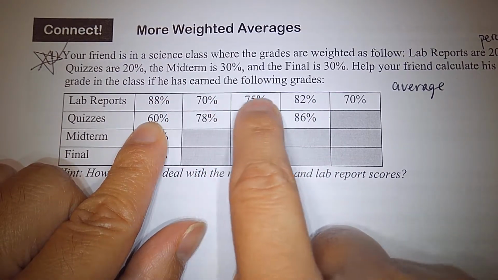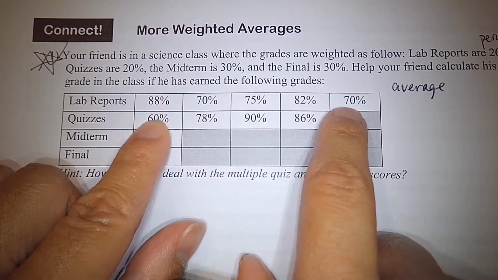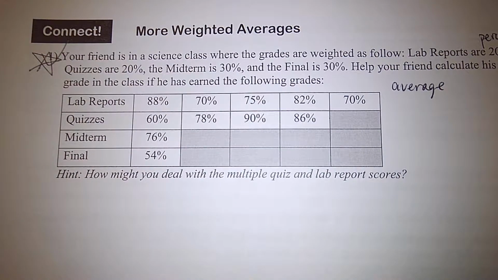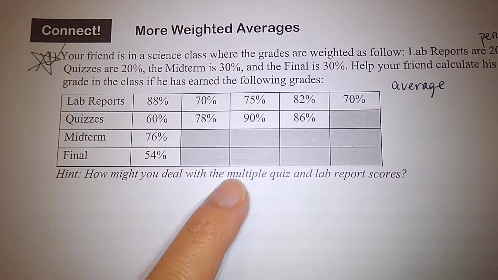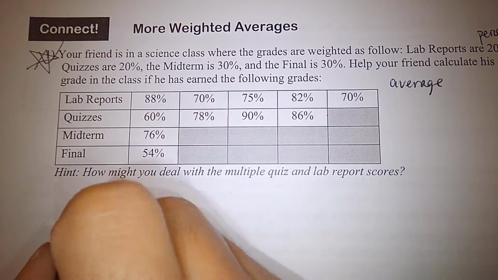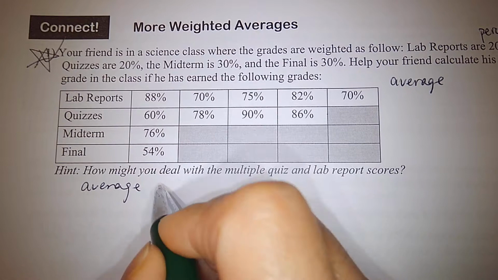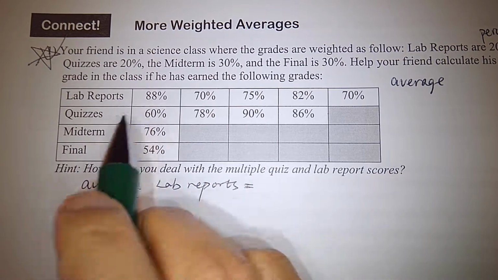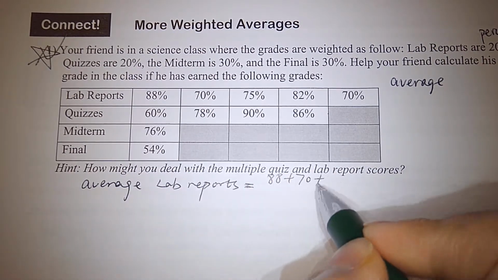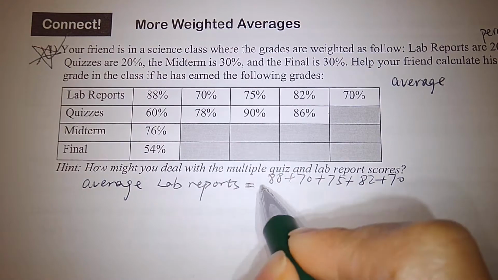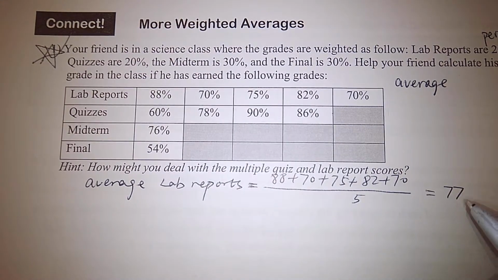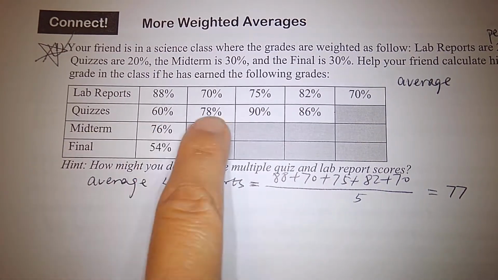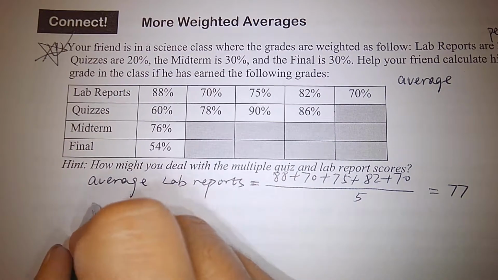How do you find the average of these 5 lab report results? Add them up and then divide by what? 5. Can you please compute the average for me? I'm going to write it here. Average 77. So we add up 88 plus 70, 75, 82, 70, and divide by 5, so 77. Everybody get the same answer? Alright, quizzes, do we also have to compute the average? Yes, we do.